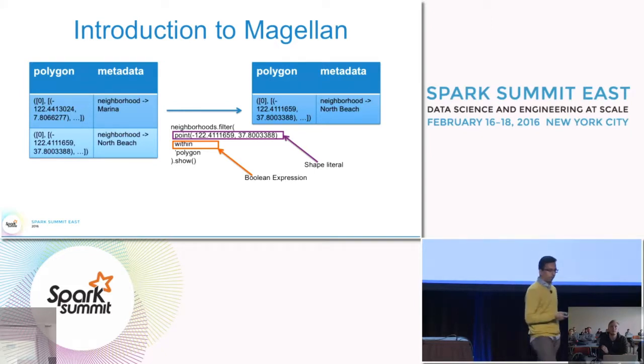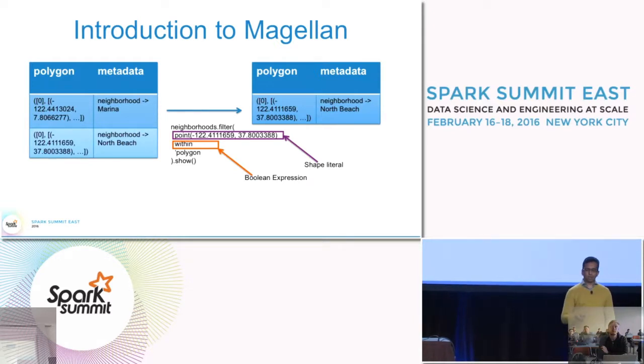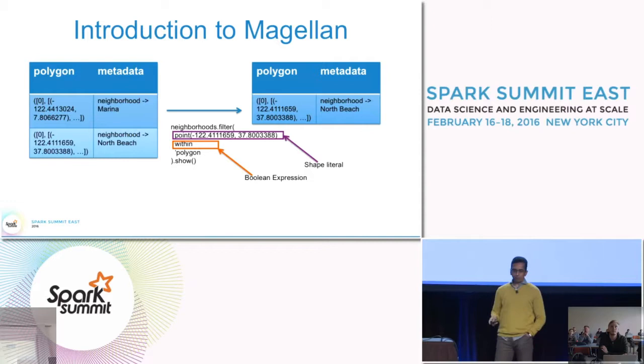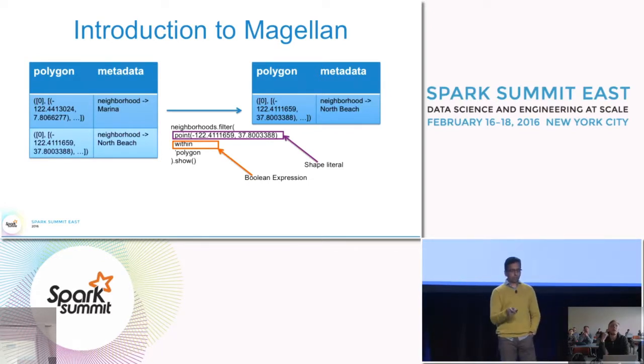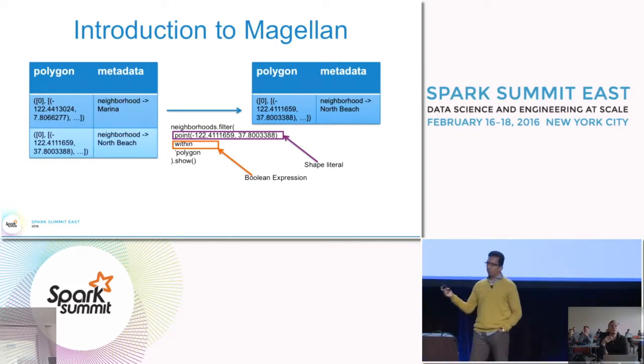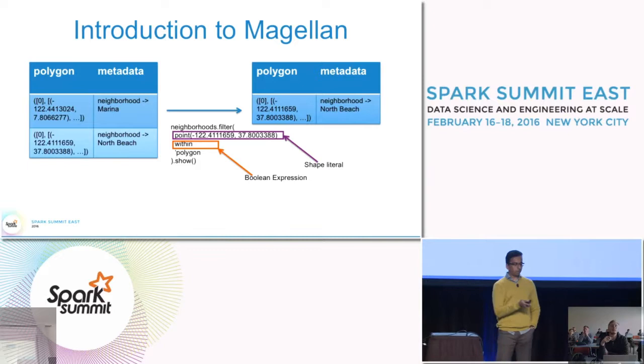you can ask for all the polygons, all the neighborhoods that contain a given point. Obviously, there's at most one neighborhood that contains a given point. In this case, it turns out that that point happens to be in North Beach. So the result of this filter is going to give you a new data frame, which has exactly one neighborhood. The thing to notice here is that expressing the query is super simple.